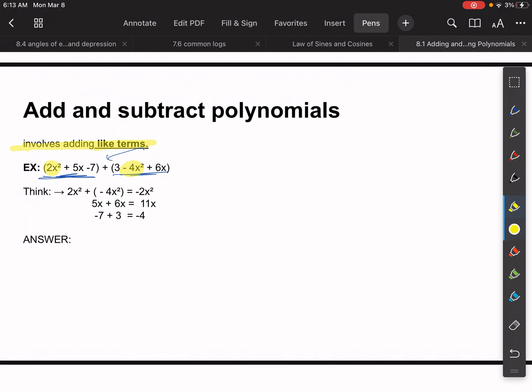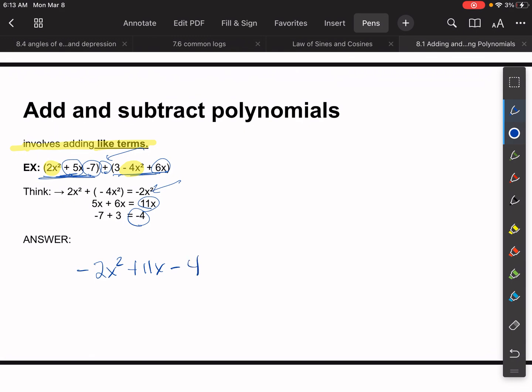So if I combine those two things, I get negative 2x squared. Then if I have the positive 5x plus 6x, that's going to give me 11x. Negative 7 plus 3 gives me negative 4. So my answer here would be negative 2x squared plus 11x minus 4.